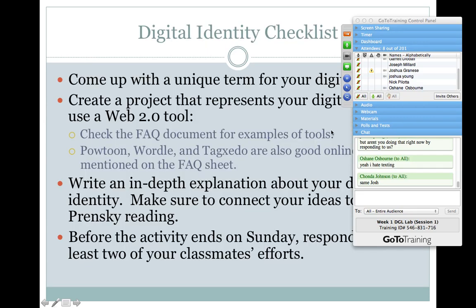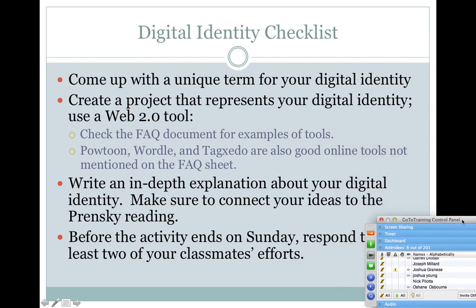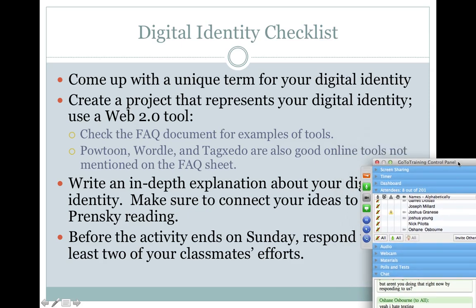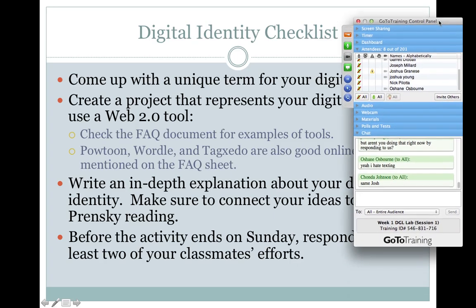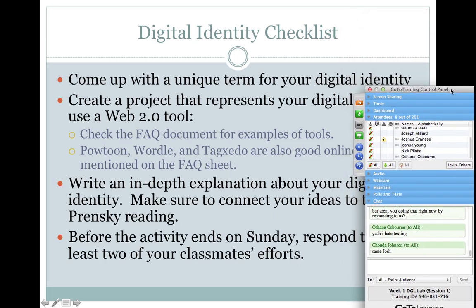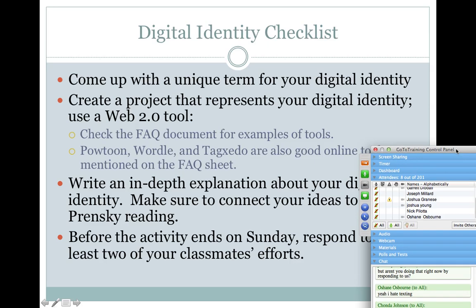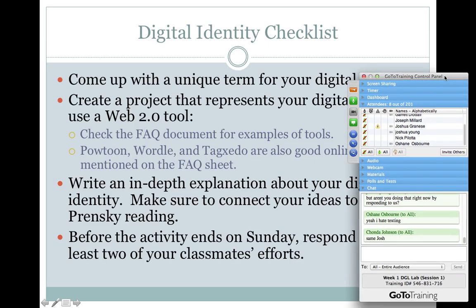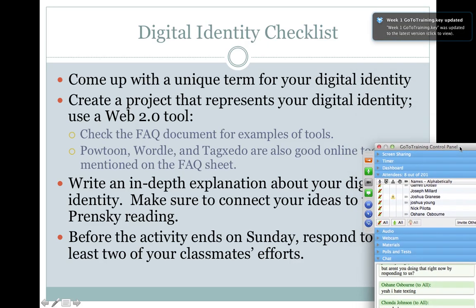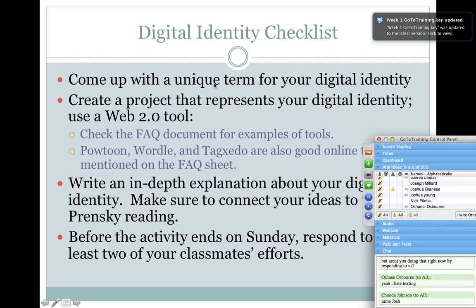Some real quick things as a reminder. If you know how to take screenshots, this might be a pretty cool thing to take a screenshot of. If not, just remember to read through your assignment sheets and all accompanying materials carefully. These are the sorts of things that you don't want to forget about because you lose points on this first project. First, you do need to come up with a unique term for your digital identity. So you're not just identifying whether you see yourself as a native or an immigrant. Second, you have to create a project that represents your identity using a Web 2.0 tool.